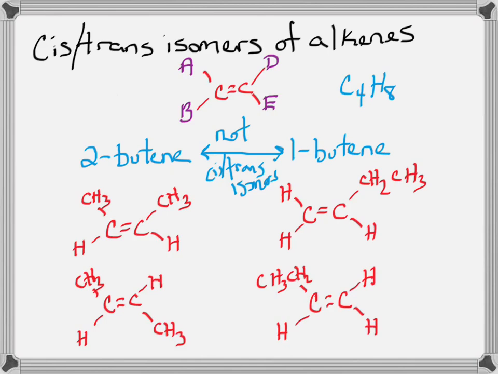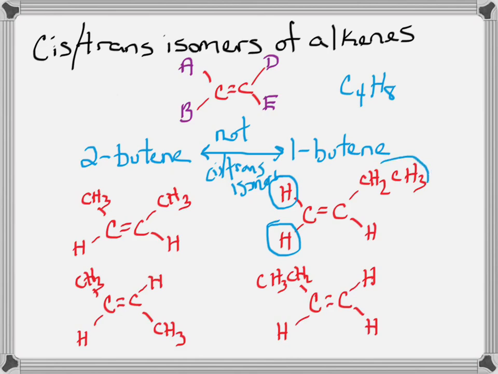And so what we're going to do is compare A and B first and see if they are different. And when I compare A, which I circled, and B, notice they are the same. They're both hydrogens. If they're the same, there are no cis-trans isomers possible with that molecule. So there are no cis-trans molecules. So 1-butene would be the proper name. There's no such thing as cis-1-butene and trans-1-butene.